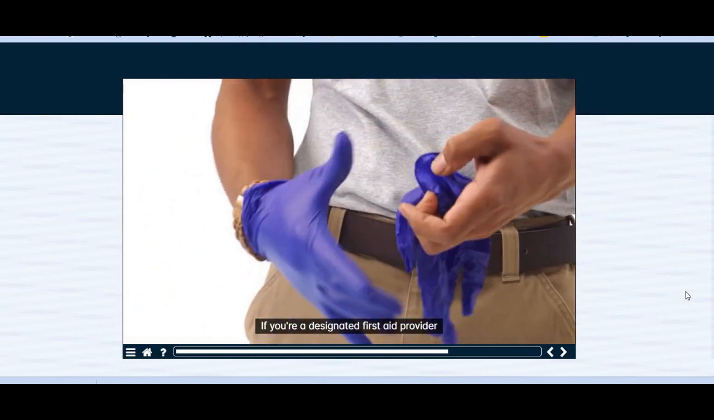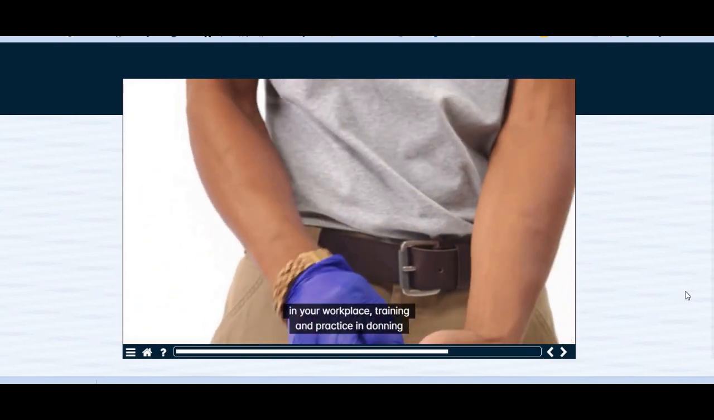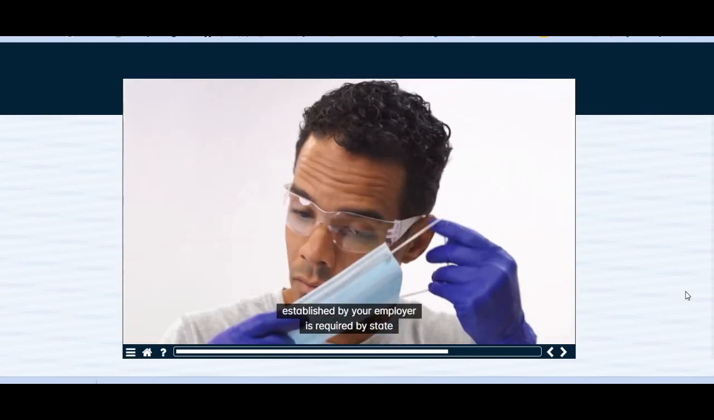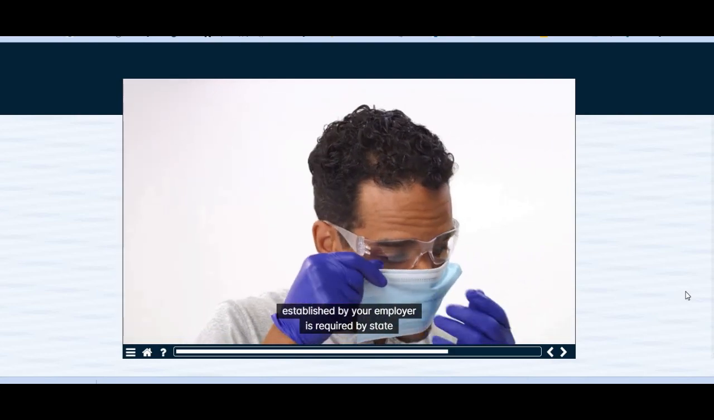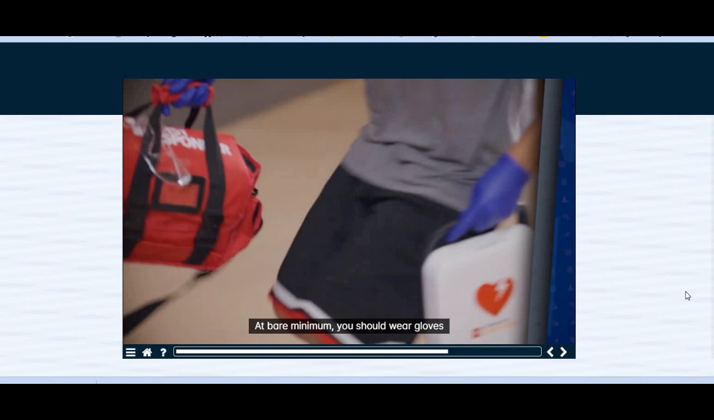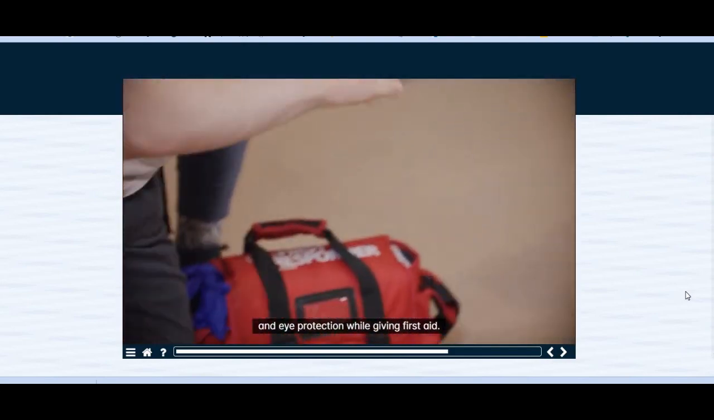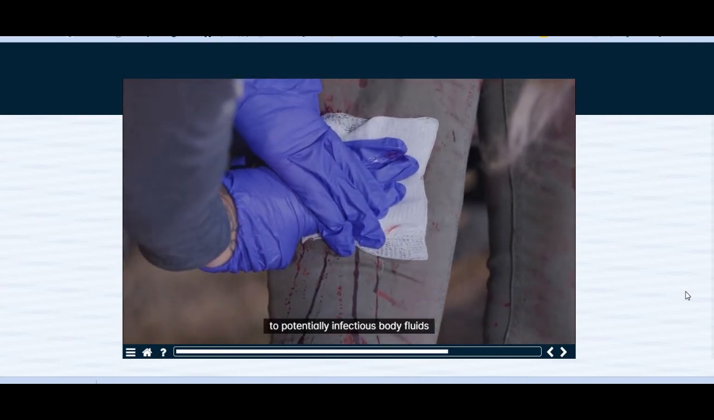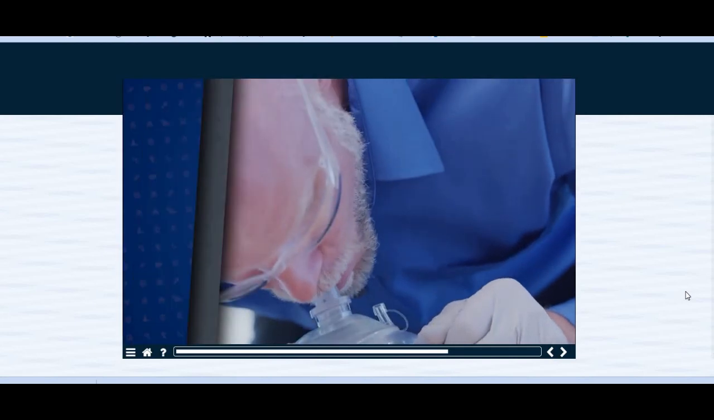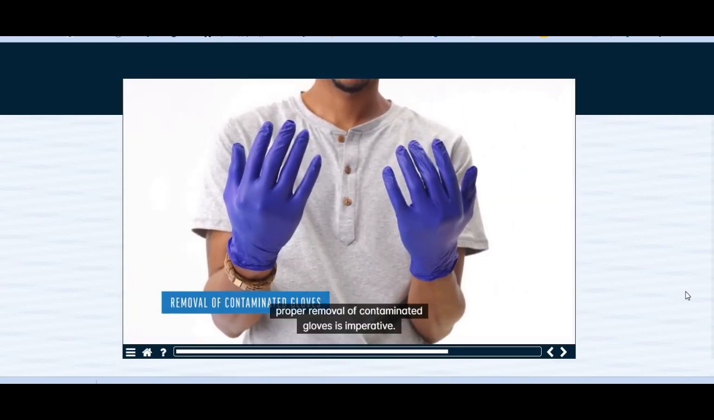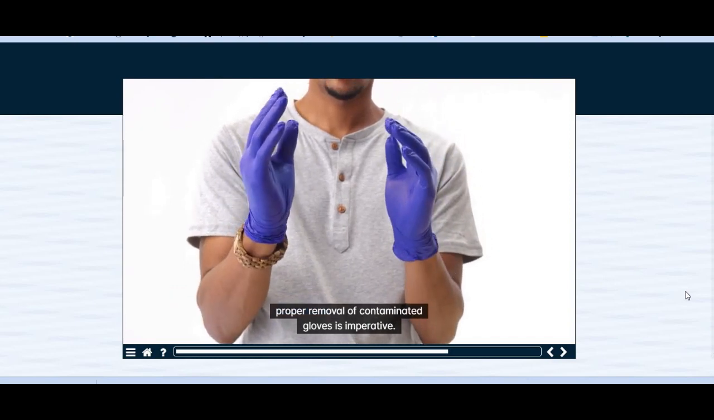If you're a designated first aid provider in your workplace, training and practice in donning and doffing PPE according to the program established by your employer is required by state and federal occupational safety and health regulations. At bare minimum, you should wear gloves and eye protection while giving first aid. They will help prevent exposure to potentially infectious body fluids, such as blood, saliva, and vomit. Due to the risk of infection, proper removal of contaminated gloves is imperative.